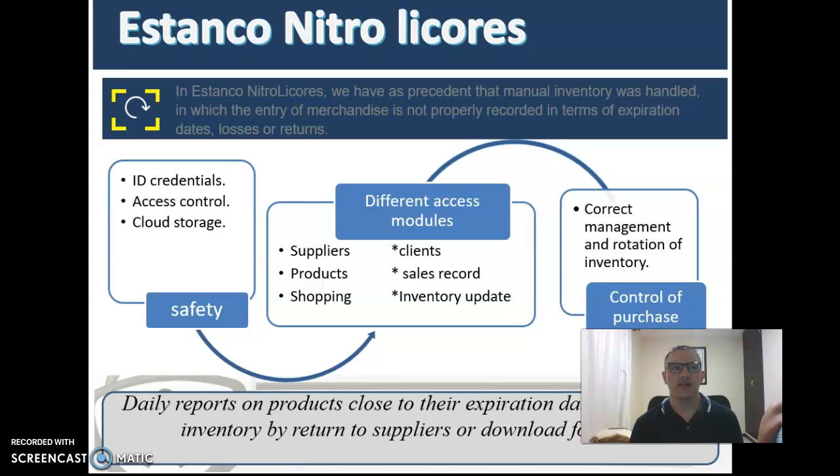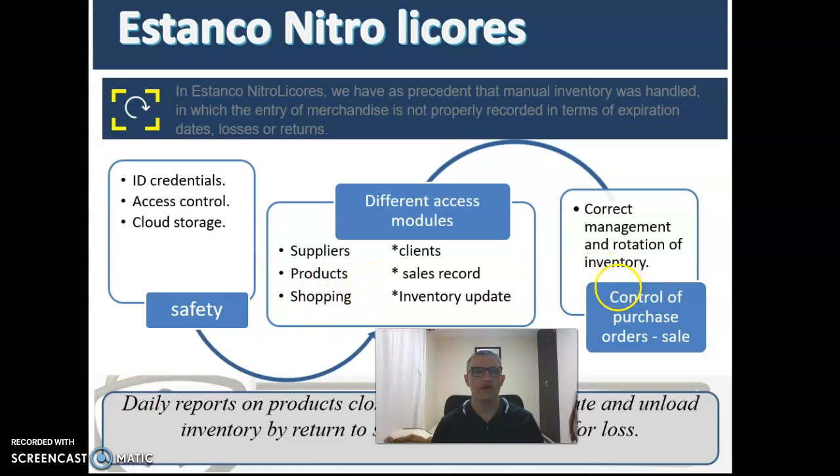We also aim to design a friendly and intuitive interface for the user, allowing the system to be used properly and easily, speeding up their daily tasks. For example, suppliers, product, shopping. The system will, in an automated process, be capable of storing important information and processing purchases and sales.